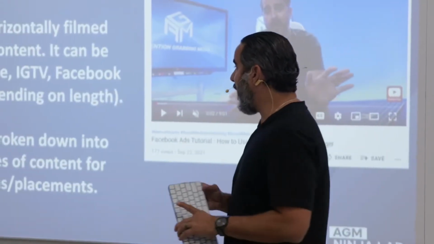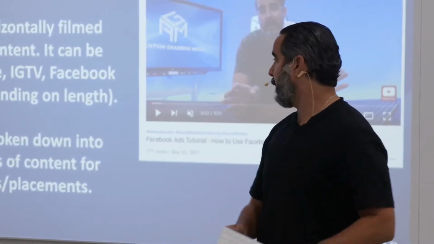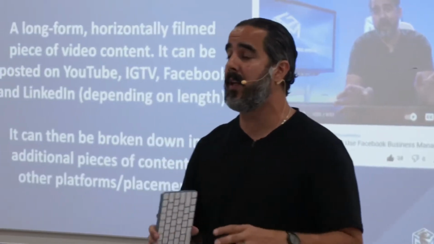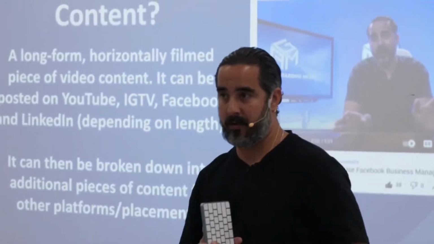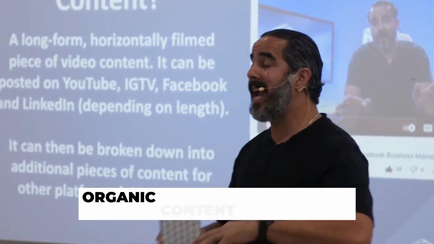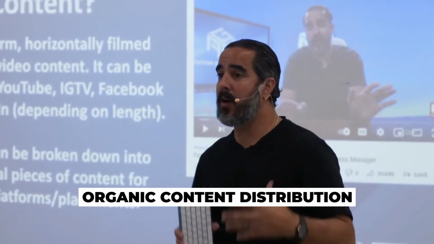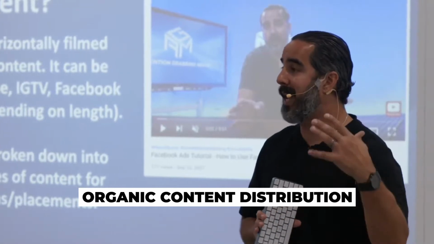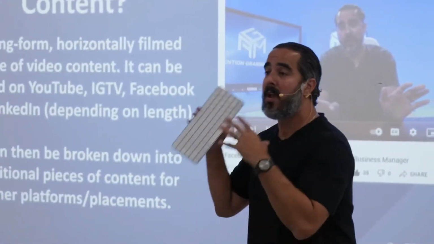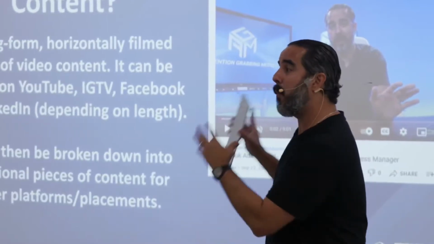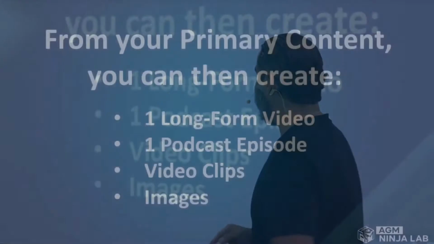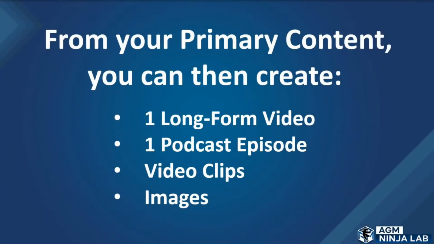It can then be broken down into additional pieces of content for other platforms and placements. So we take this primary content and we turn it into 100 pieces of content, which multiplies like crazy. We're talking about organic content distribution, getting our content seen by more people organically, taking advantage of one primary piece of content, and instead of having to make a billion pieces, turning that one into a billion different pieces of content across the platforms. That's being smart with your content and with your time.